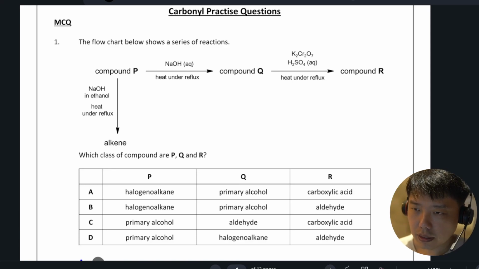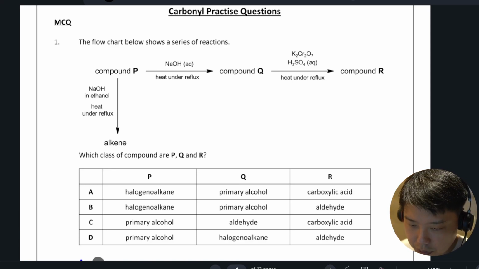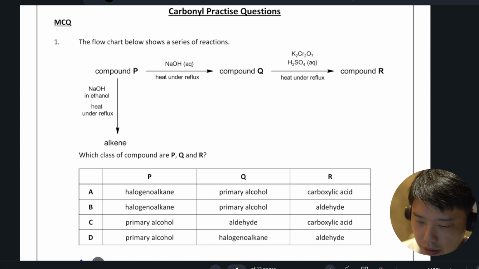Okay, all right, let's go through the Carbonyl MCQs. So our very first MCQ, we have a flow chart which shows three reactions. We'll start off with compound P, right? So compound P, the very first thing you've got to notice is that for these three reactions, you've got to first recognize your reagent and condition.